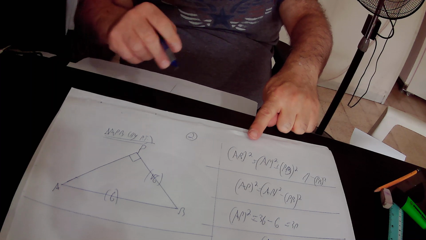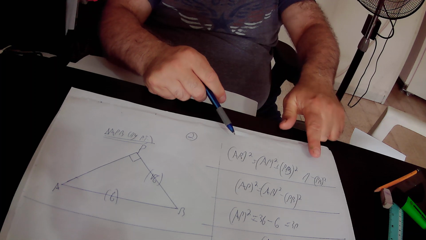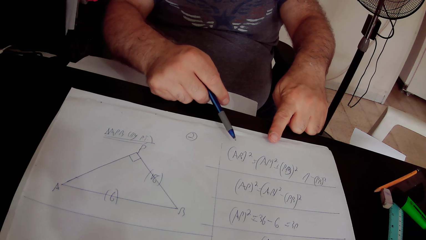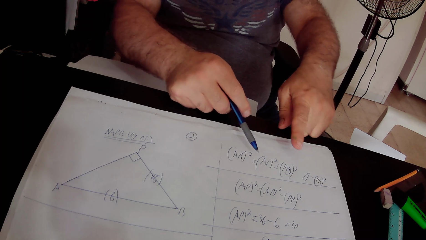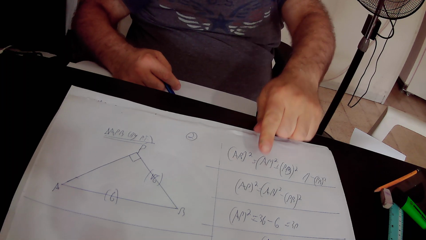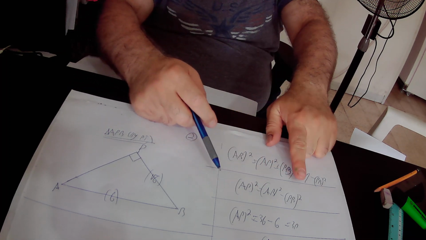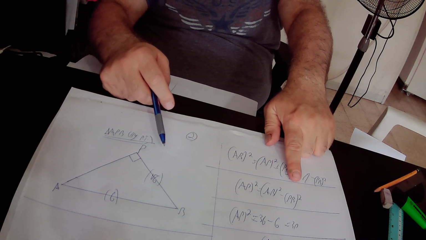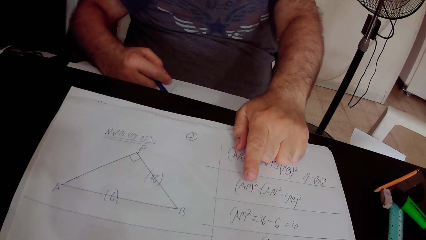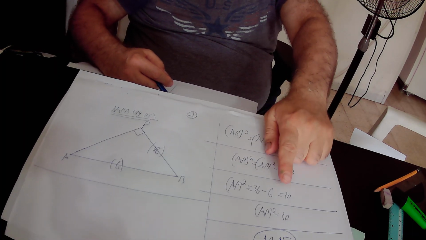Before that, we subtract PB square from this equation and find that AP square, the missing side, equals AB square minus PB square. So AP square equals AB square. AB is 6, therefore AB square is 6 squared, that is 36, minus PB square. PB is square root of 6, therefore PB square is 6. So in total, AP square equals 36 minus 6, that is 30. AP square equals 30.